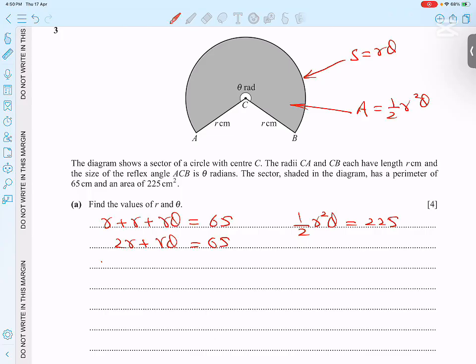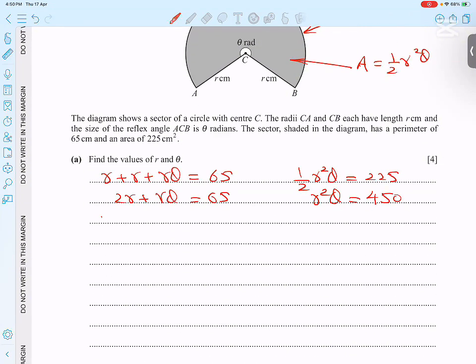I have two options, make theta the subject or R the subject. Many ways are there. Multiplying by 2, I get R squared theta is equal to 450. Now I have two approaches, either make theta the subject from here or there. I think if I make it here, no problem at all. Theta equals 450 over R to the power 2, equation number 1. And this I'm going to plug in here.